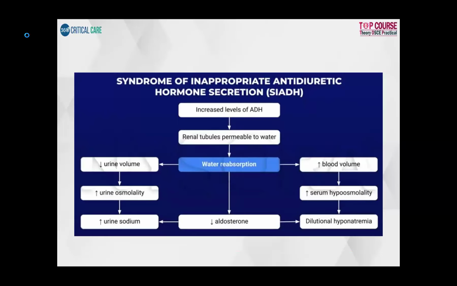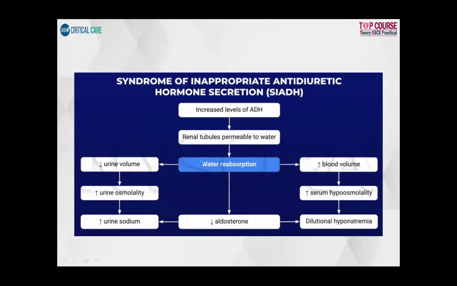Now what happens here? As I told, in SIADH, there is increased levels of ADH due to the secondary causes, a lot of which have been mentioned. Because of this there is increased levels of ADH, which leads to water resorption. Now what does this water resorption do? It does three important things. First, on the urine. When the water is reabsorbed, what happens to the urine? The urine volume is decreased, the urine osmolality is increased, and the urinary sodium excretion is increased.